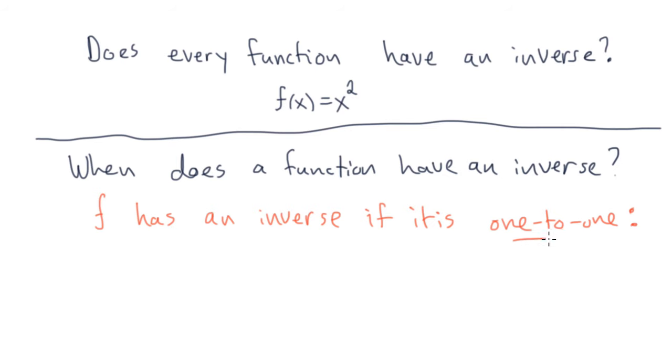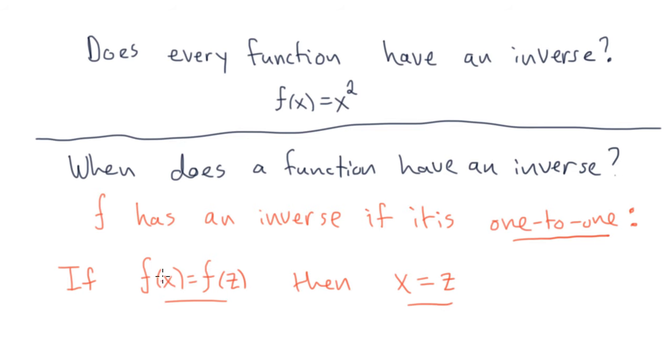And so what does 1-to-1 mean? Well, it's exactly what I just said. For each output, there's exactly one input. And we can write this symbolically. So suppose that I had f of x equaling f of z. So I had two numbers x and z that gave me the same output. Well, then it better be the case, if this happens, that x is actually just equal to z. So it's not possible to have two different inputs giving me the same output.